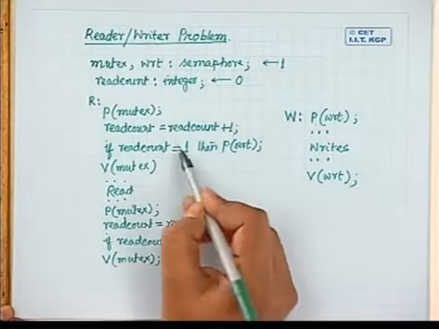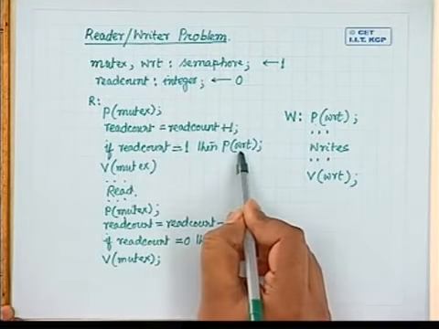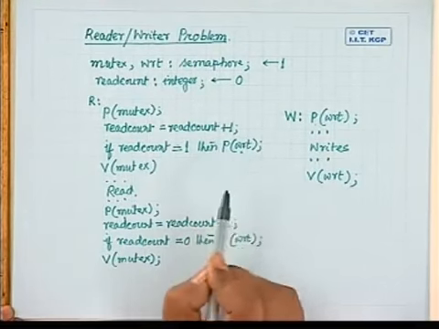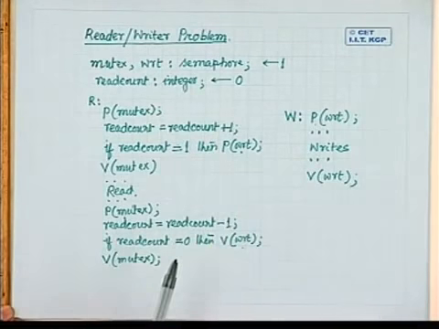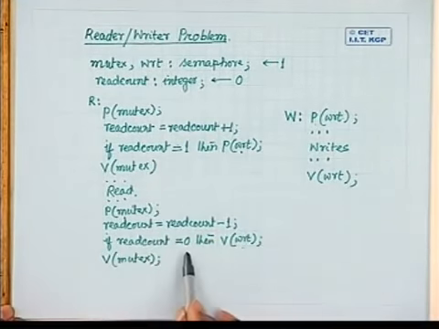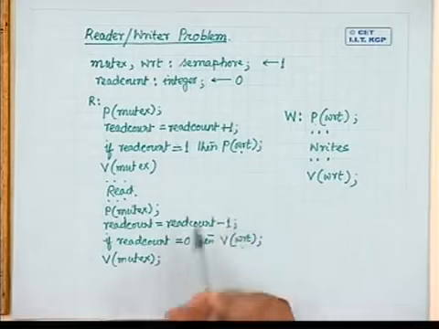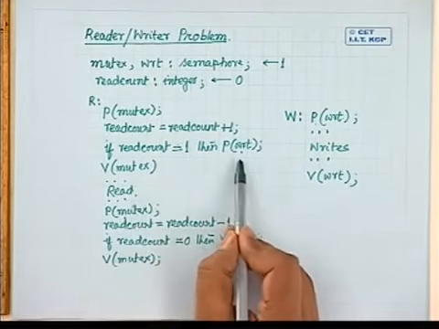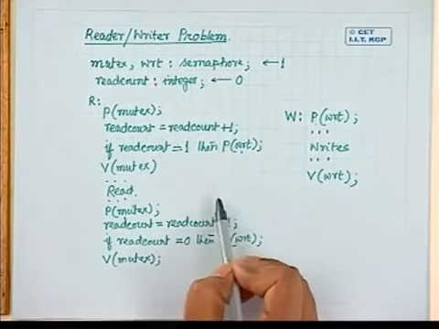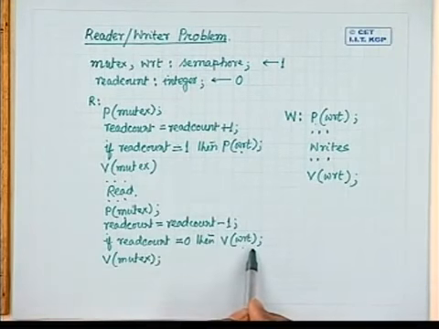Okay. So it is the first reader process to enter this critical region that will perform p-write operation, ensuring that even if there is at least one reader process, the writer process cannot get access. And it is the last reader process to come out of the critical region that will perform v-write operation. Okay. So the first reader process to enter the critical region will perform p-write, and the last reader process to come out of the critical region will perform v-write.